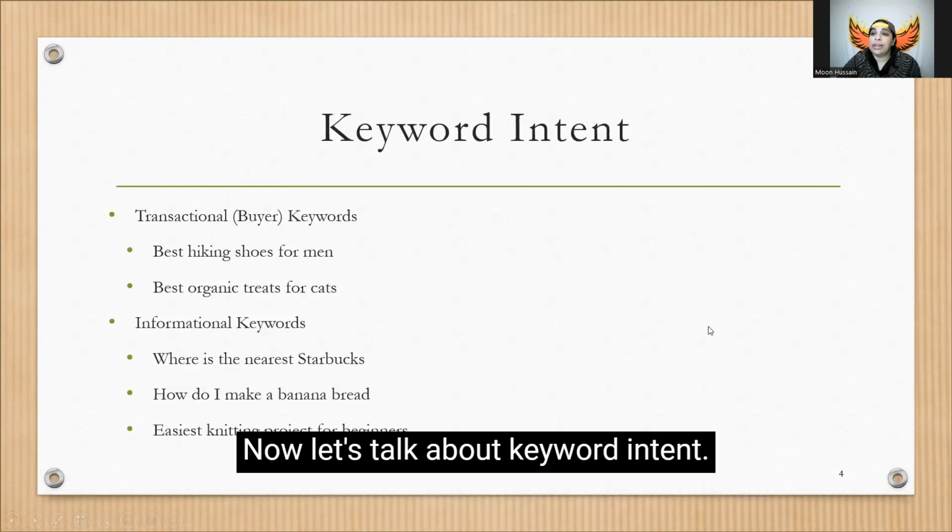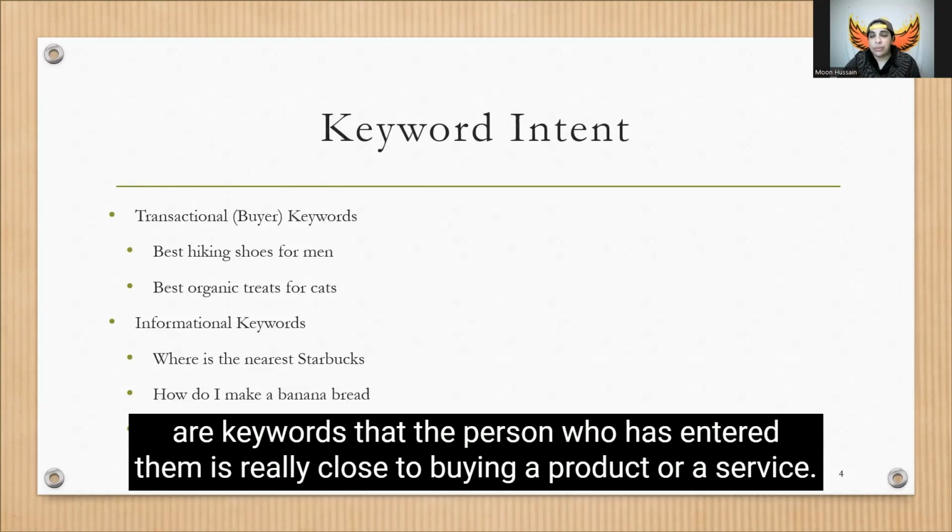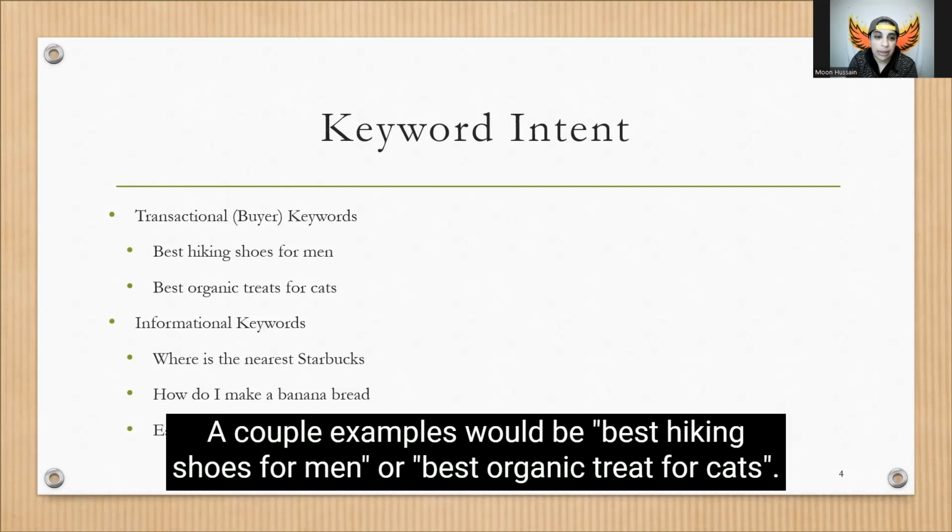Let's talk about keyword intent. All right, there are 4 types of keyword intent, but I'm covering 2 of the more important ones. Transactional or buyer keywords. These are keywords where the person who has entered them is really close to buying a product or a service. A couple examples would be best hiking shoes for men or best organic treats for cats.